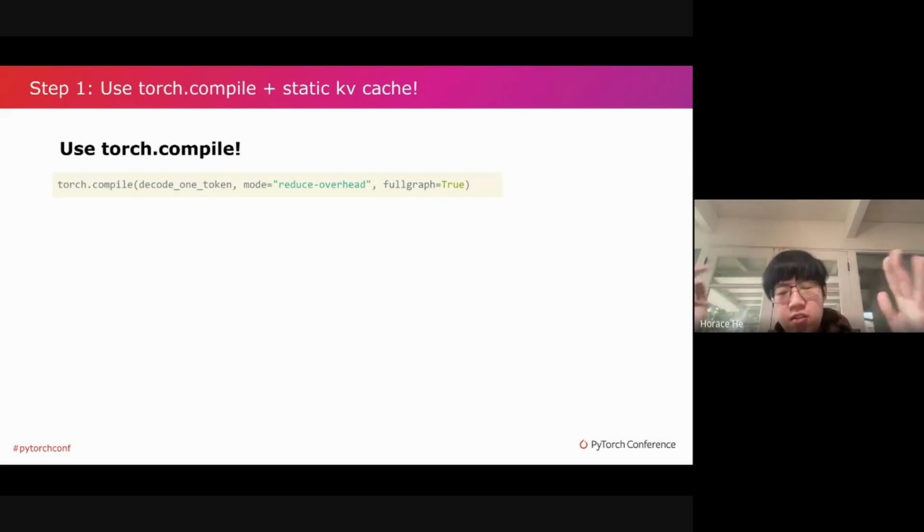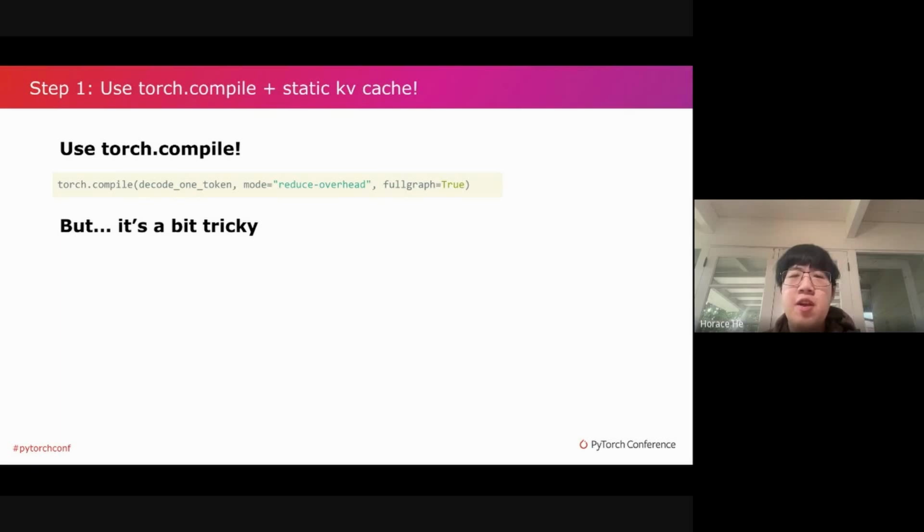And so the easiest way to do this in PyTorch is basically using torch compile, especially with mode equal to reduce overhead. Admittedly, it is a little bit tricky to apply torch compile to text generation. In particular, there's this component called the KV cache that can be dynamic, often, in the ways that people implement it.